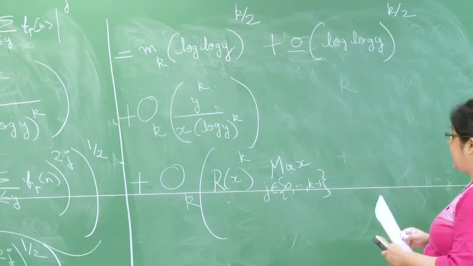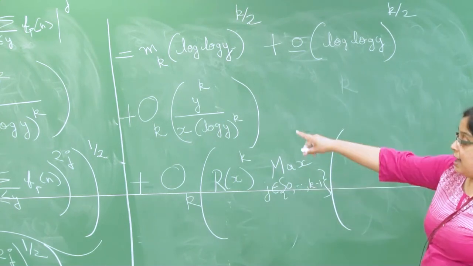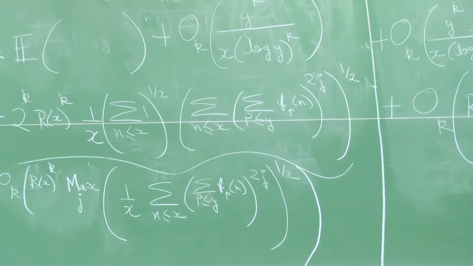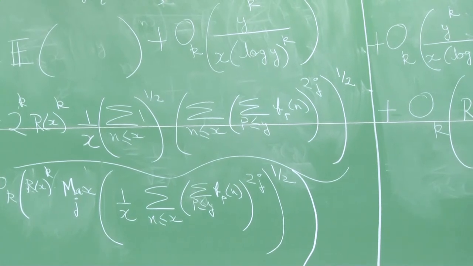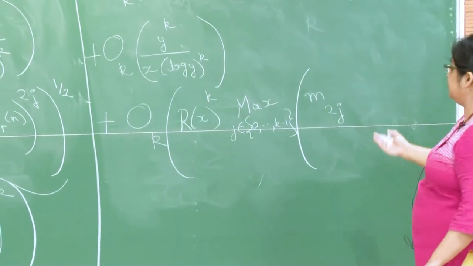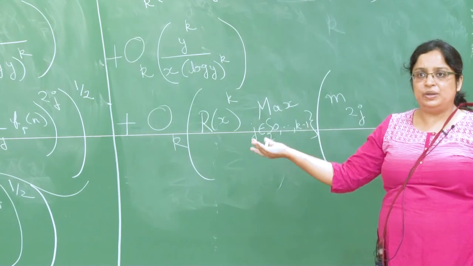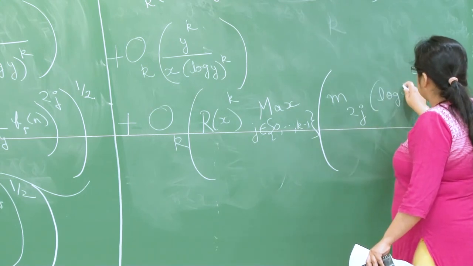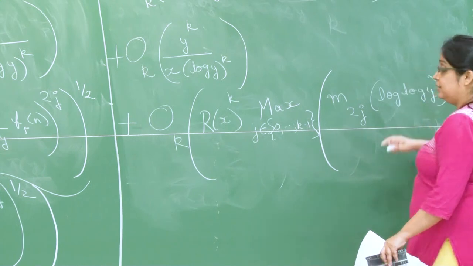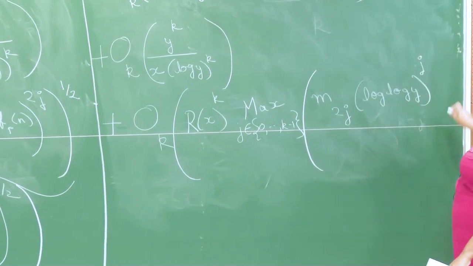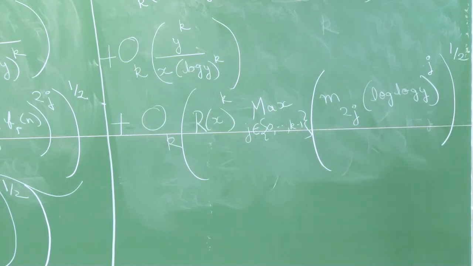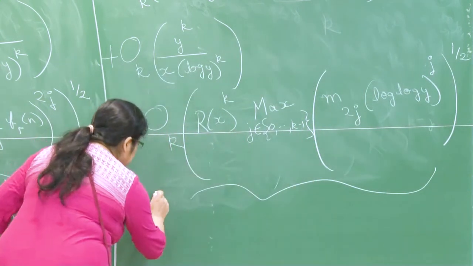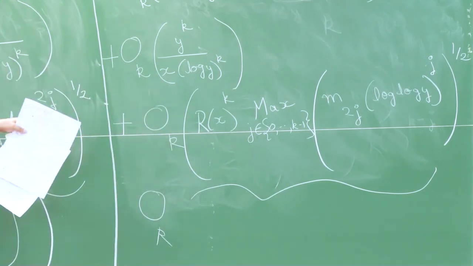Now we have to be careful here. So it is half the square root of something, but what is that something? That something is certainly less than your m sub 2j. So this will be some moment function that just depends on j, which is less than or equal to k, times log log y raised to the 2j over 2, which is just j, and then the whole thing raised to the half. So this whole particular error term can be further absorbed into something bigger, which will still be less than the main term.